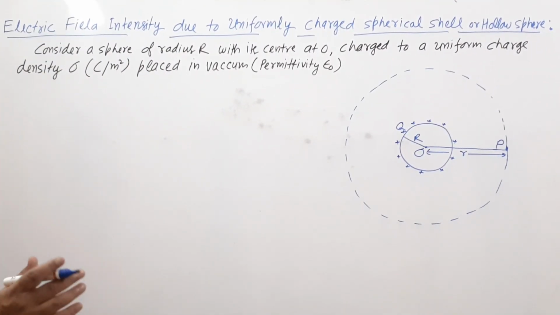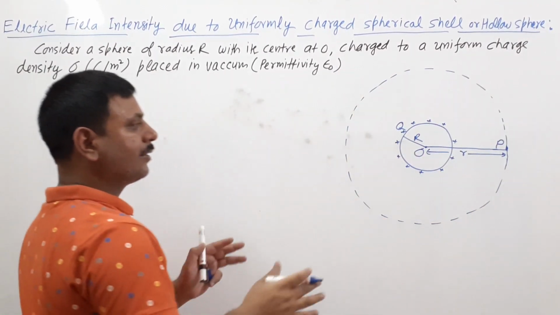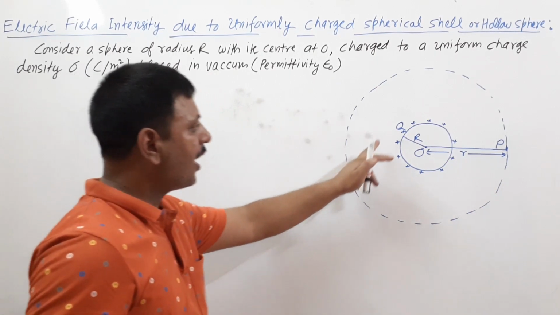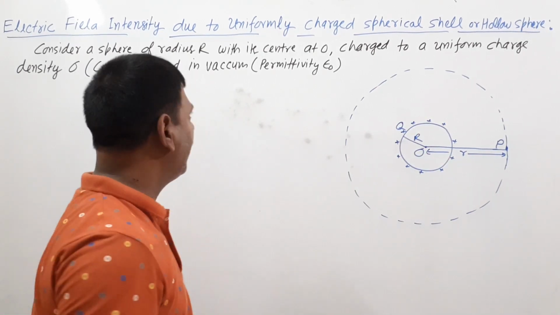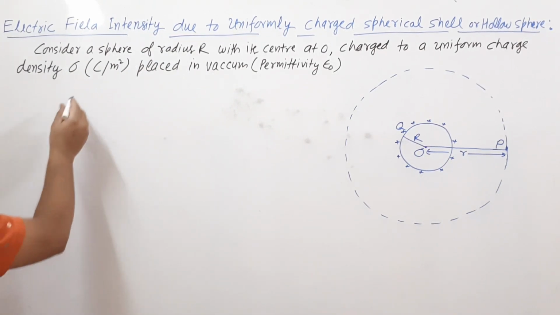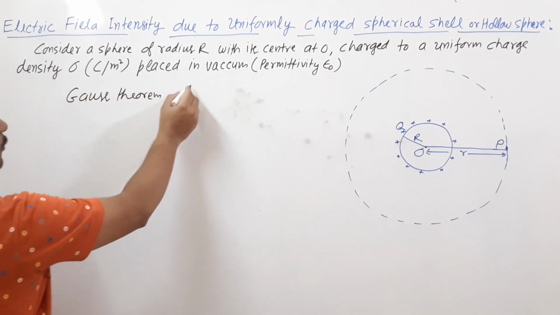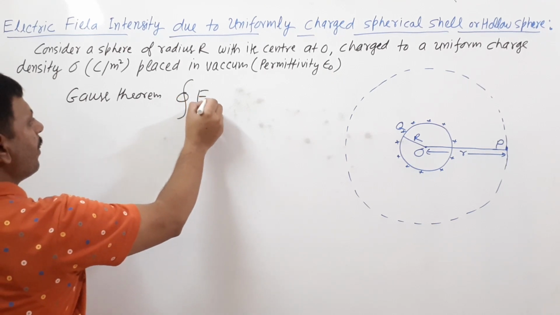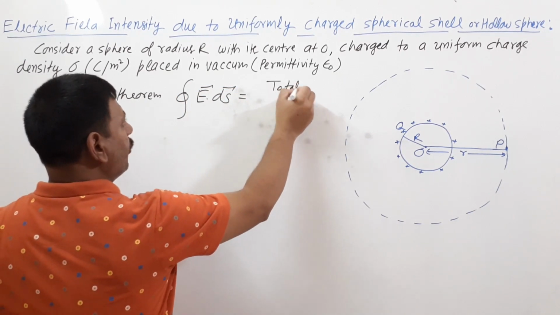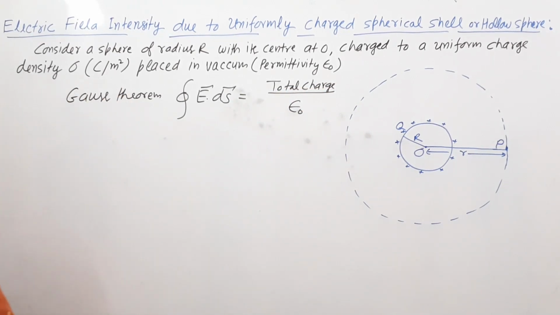So what is Gauss theorem? You know, E dot ds is equal to what? Total electric flux passing through this closed surface is equal to total charge inside the surface divided by epsilon naught. By Gauss theorem, total flux is equal to total charge upon epsilon naught.